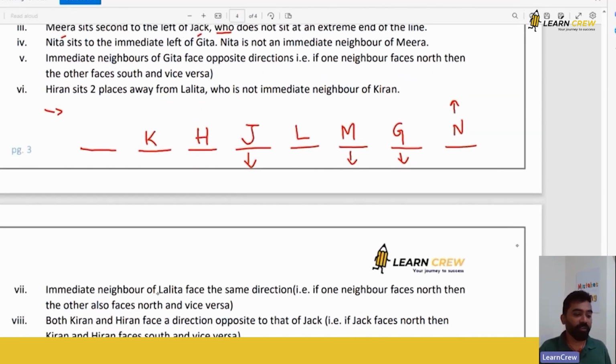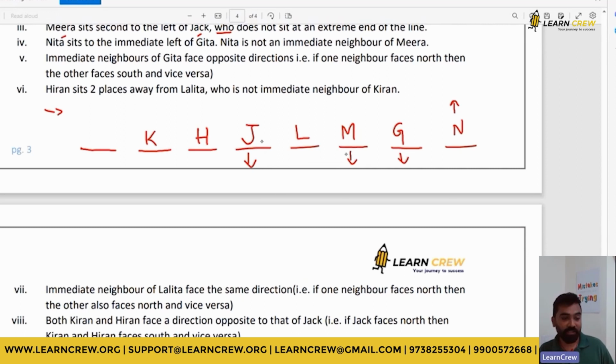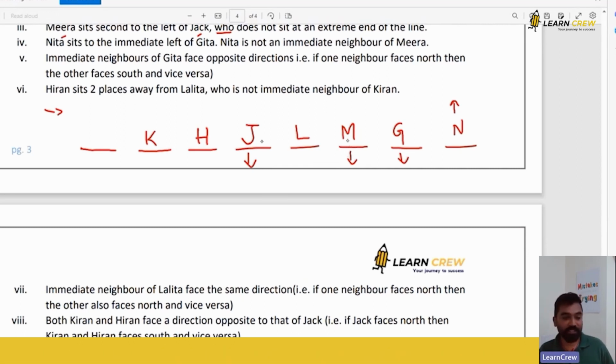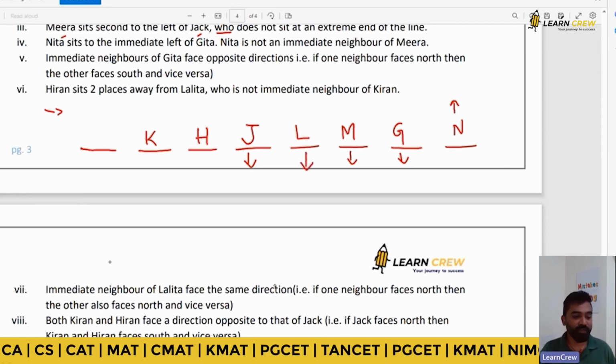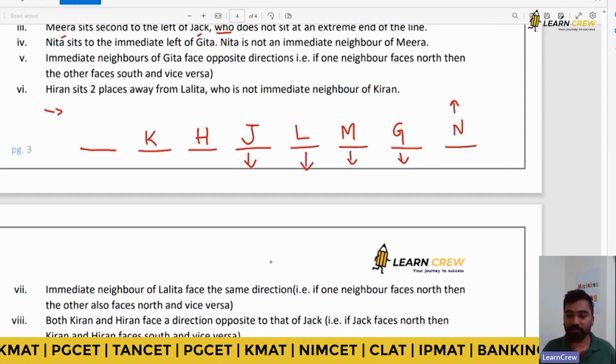Immediate neighbors of Lalita face the same direction. So Jack and Meera are facing downwards. So it means Lalita is also facing the same direction only. Immediate neighbors of Lalita are facing the same direction, which means obviously Lalita is also facing south.